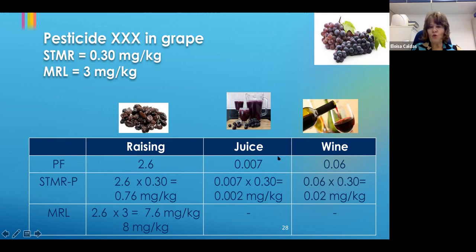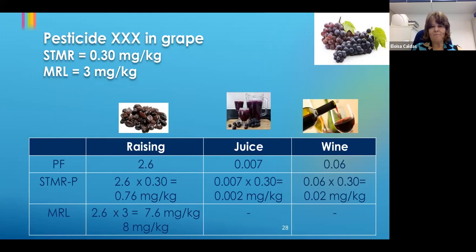And from all those processed commodities, the only one which deserves an estimation of a maximum residue limit, an MRL, is raisin. So you just multiply the processing factor for the raisin, 2.6, times the MRL for grapes. So you have a number of 7.6. So you round up, and then you recommend an MRL of 8 milligram per kilogram. That's it. You're going to see some processing commodities when we talk in the next topic.